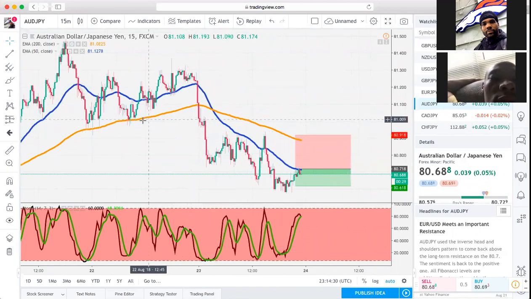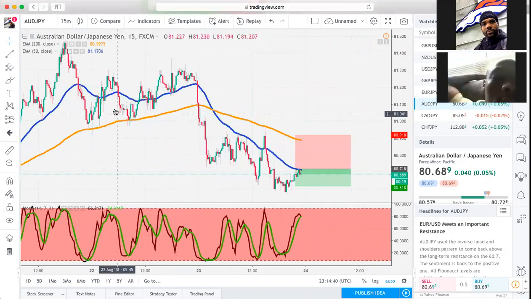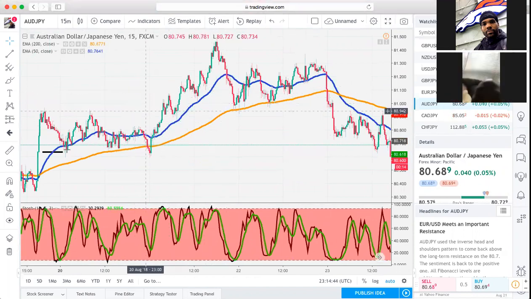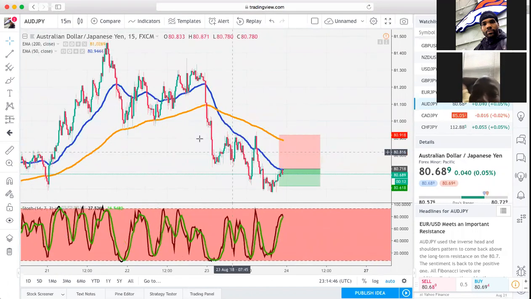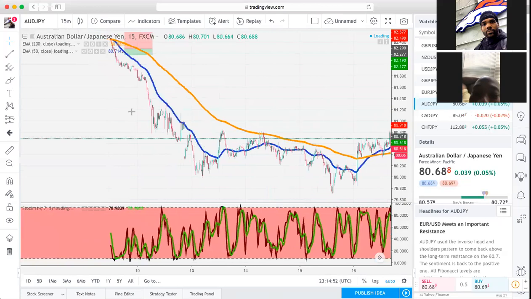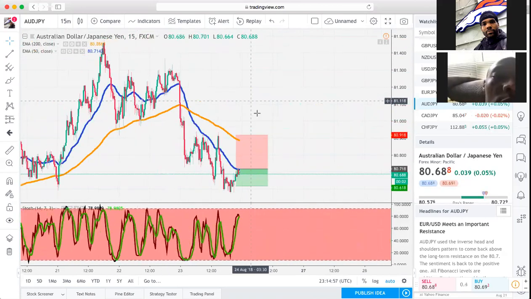The 200 is the orange line. The 50 moving average is the blue line, and they're both EMAs. If the market is above the 200, it's an uptrend. If it's below the 200, it's a downtrend. The orange line's the 200. So I'm looking for straight downtrends when trying to find teacups because we're selling.